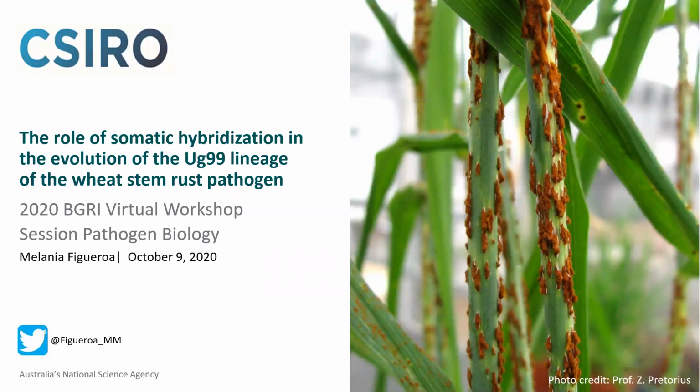Hello, everyone. Thank you for joining me. This is Melania Figueroa from the CSIRO, and today I'll be talking to you about the role of somatic hybridization in the evolution of the Ug99 lineage of the wheat stem rust pathogen.